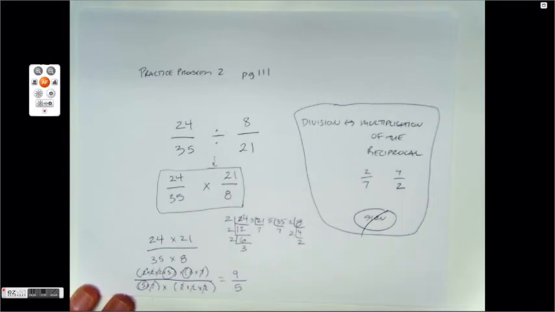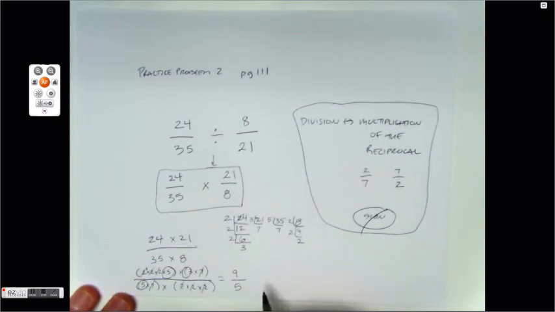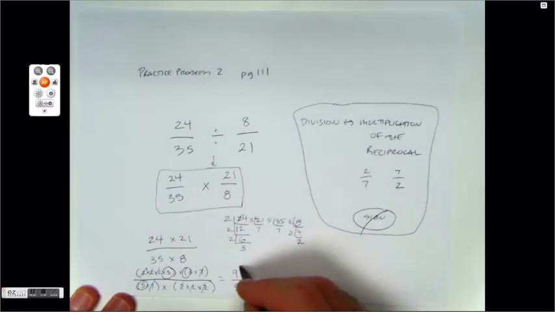Now something to keep in mind here is we don't change this into a mixed number. I haven't taught you this yet. We're going to wait and do that in chapter 3. So don't change that. Leave it as an improper fraction here. Okay? So leave this as 9/5.